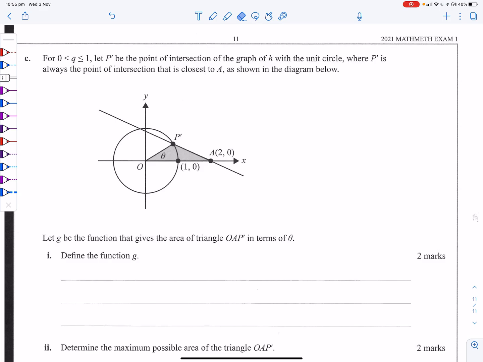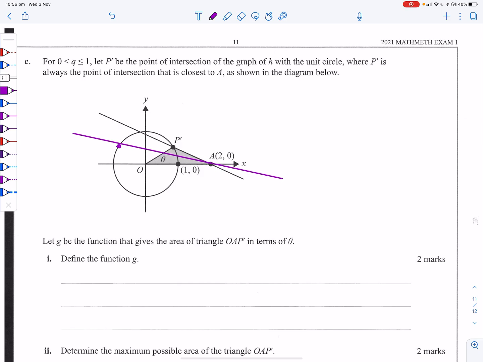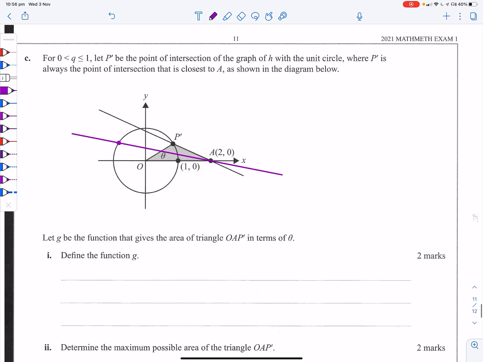Now for 0 is less than q, which is less than 1, let P dash be the point of intersection of the graph of h with the unit circle, where P dash is always the point of intersection that's closest to A. So here, we've got 2 points of intersection, but P dash is the one that's closest to A. If I made P dash go over here, we couldn't actually have P dash over there because there's a closer point of intersection, so that would be P dash. If I made the graph go through over here, P dash would be that point there.